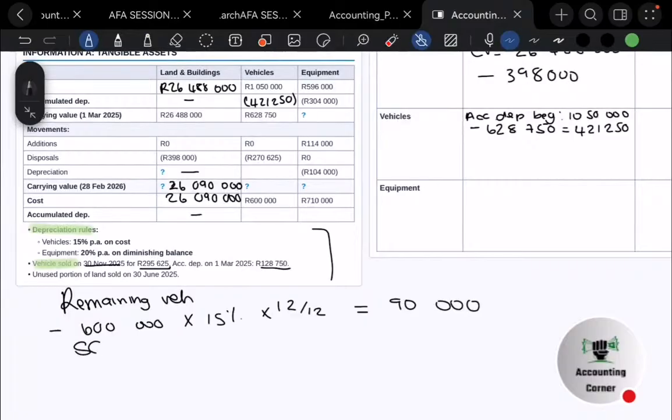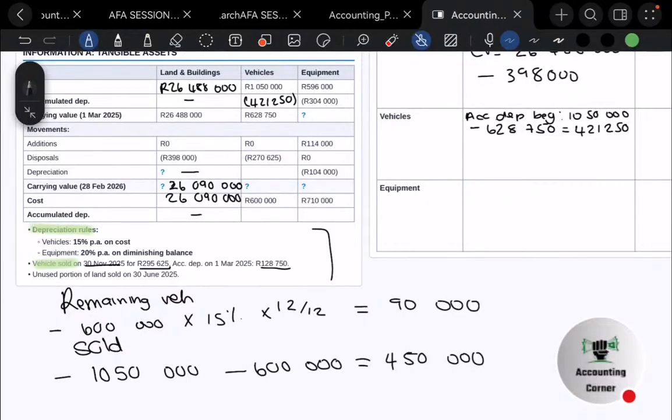Then we look at the sold vehicle. First we need to calculate the cost. They didn't give us the cost of the sold vehicle, but we have the cost at the beginning of all vehicles and the cost at the end for all vehicles, and we didn't have any additions. So we take our balance at the beginning of 1,050,000 minus 600,000, and that gives 450,000, which is the cost of the vehicle sold.